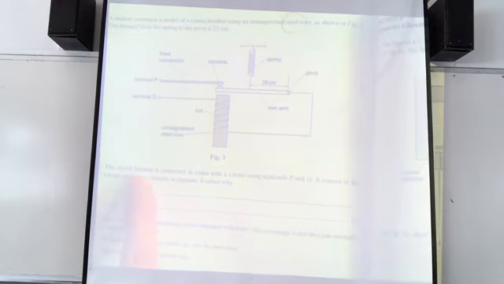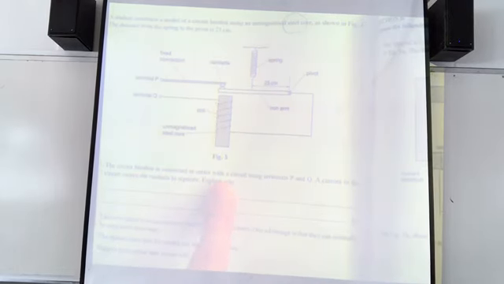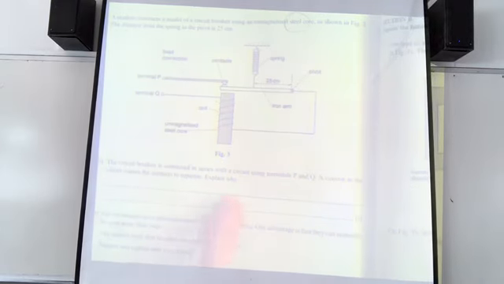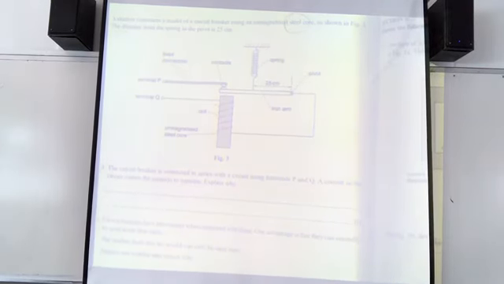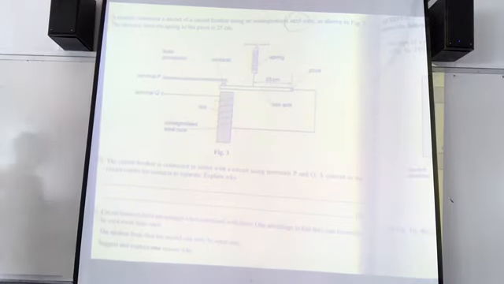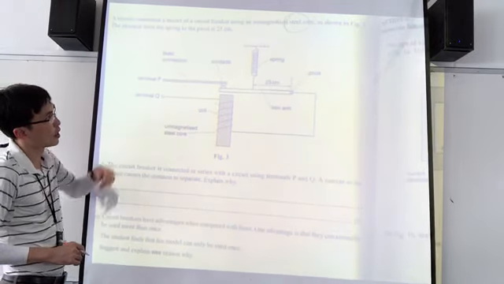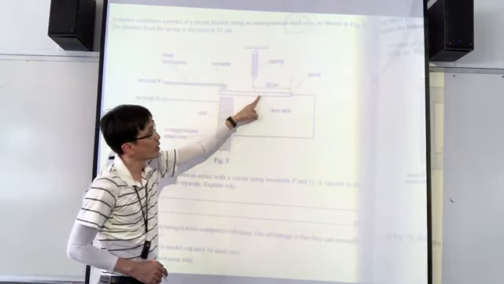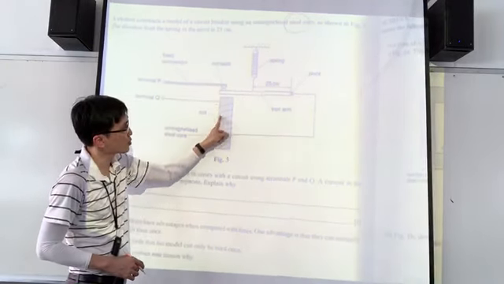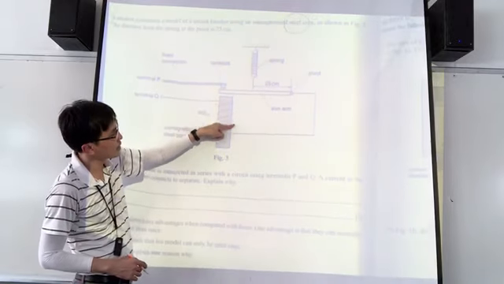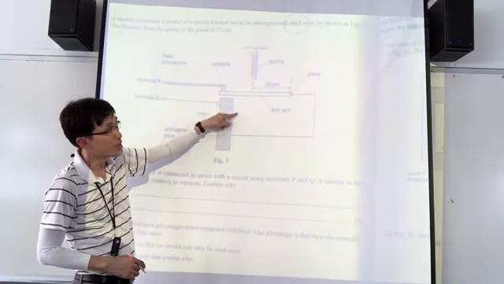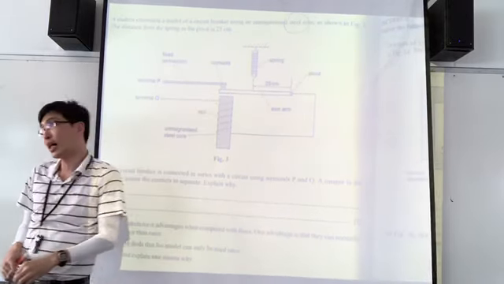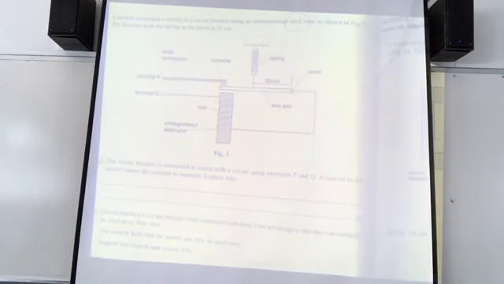Okay, so let's read the question. The circuit breaker is connected in series with a circuit using P and Q. A current in the circuit causes the contacts to separate. Explain why. Now this first part is easy, alright? Can you explain why? When there's a current through P and Q, what happens? It flows like that, then like that, then like that, then comes out. So this whole thing becomes a magnet, what happens? It attracts. Okay, so first point, 1 mark, how do you score it?